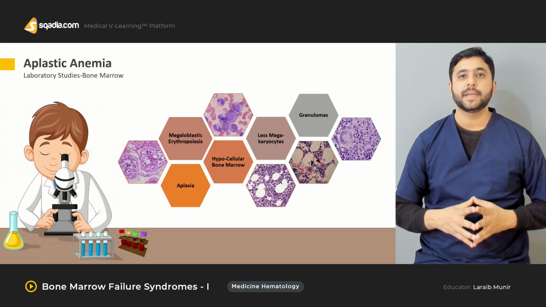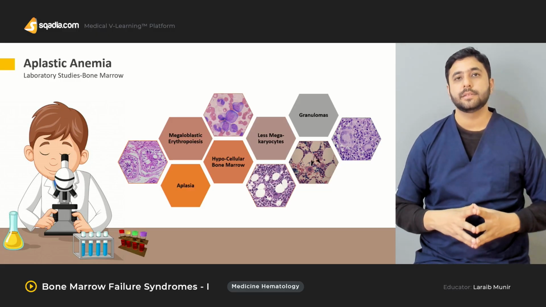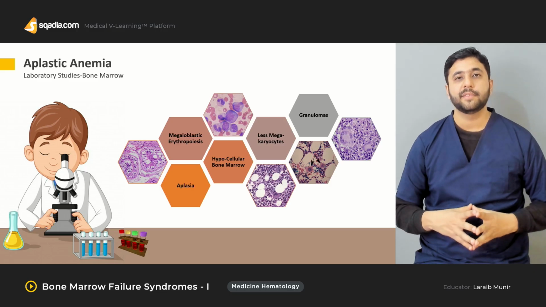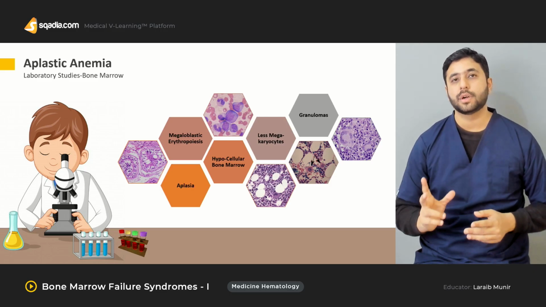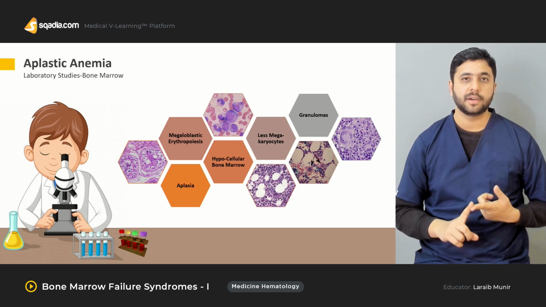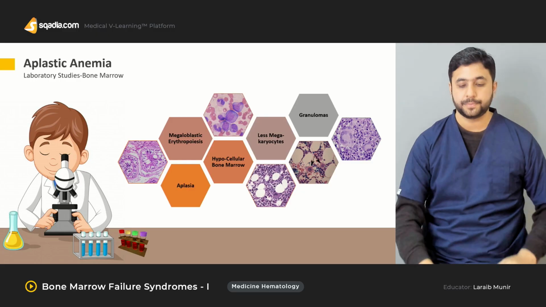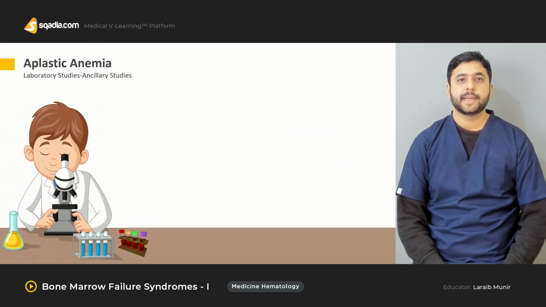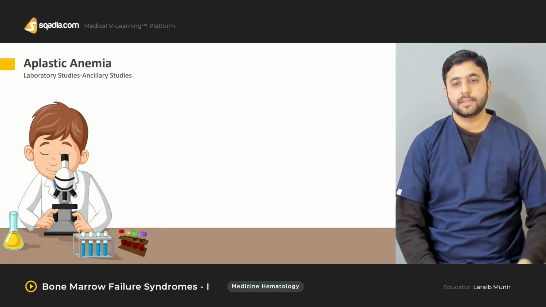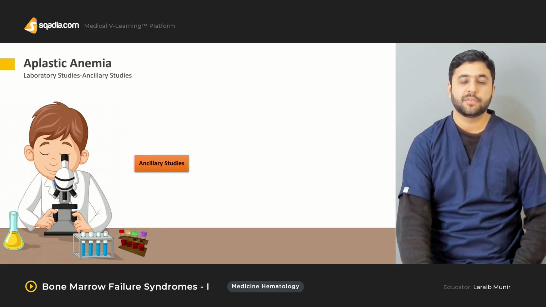And if the problem causing aplastic anemia is certain types of granulomatous disorders like sarcoidosis or tuberculosis, then these patients can also have granuloma formation, and it gives us a good clue to evaluate the granulomatous diseases, specifically if we have a granulomatous picture of the bone marrow. If we are suspecting a chromosomal disorder, specifically in a young child, then there are certain types of ancillary studies that we have to perform.